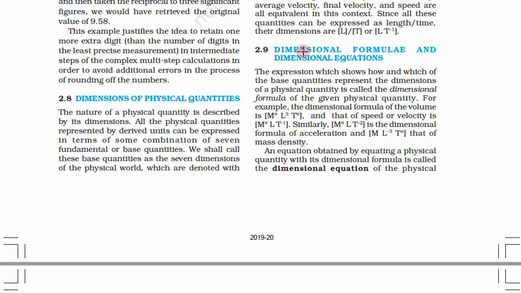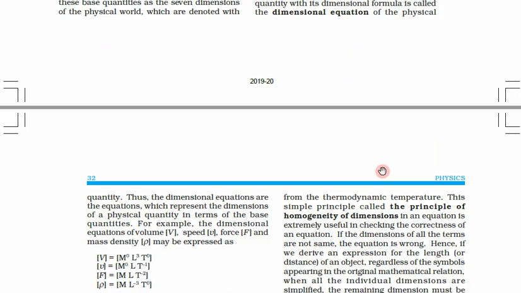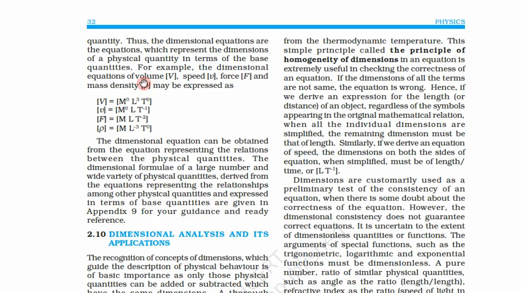Next thing after dimensional formulae is dimensional equations. So an equation obtained by equating a physical quantity with its dimensional formula. So these are dimensional formulae of any physical quantity. When we put that physical quantity equal to this dimensional formula, we call that a dimensional equation. So here are the dimensional equations for volume, speed, force, mass density. So very similar to a normal formula.